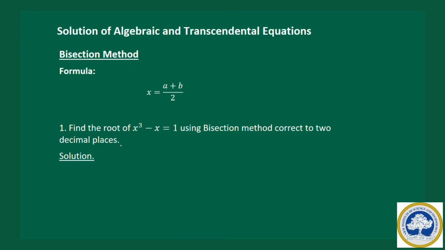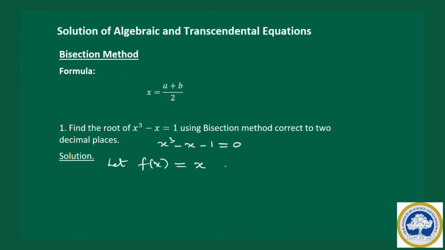Correct to two decimal places means you can fix your calculator to two decimal places and you can start doing the problem. So here first let us identify the range where the root lies. Before that we have to consider f of x as the given equation. So here the equation is x cube minus x is equal to 1. We have to take everything to one side and make the equation equal to 0. That is x cube minus x minus 1 is equal to 0.